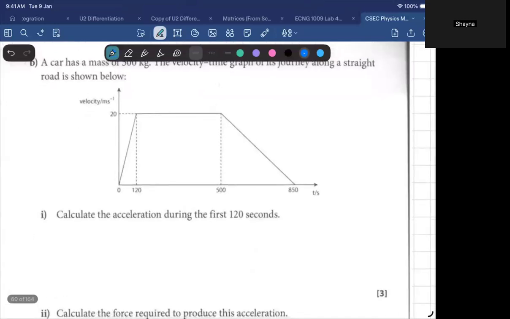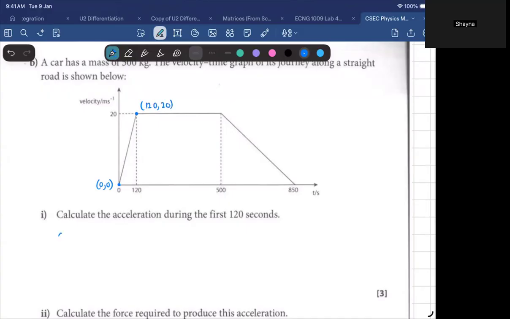So we have a velocity time graph, so the gradient will give us acceleration. We could take (0, 0) as our first point, and which other point could we use? This point over here, right? So this point would be (0, 0). And what would this point over here be? (120, 20).